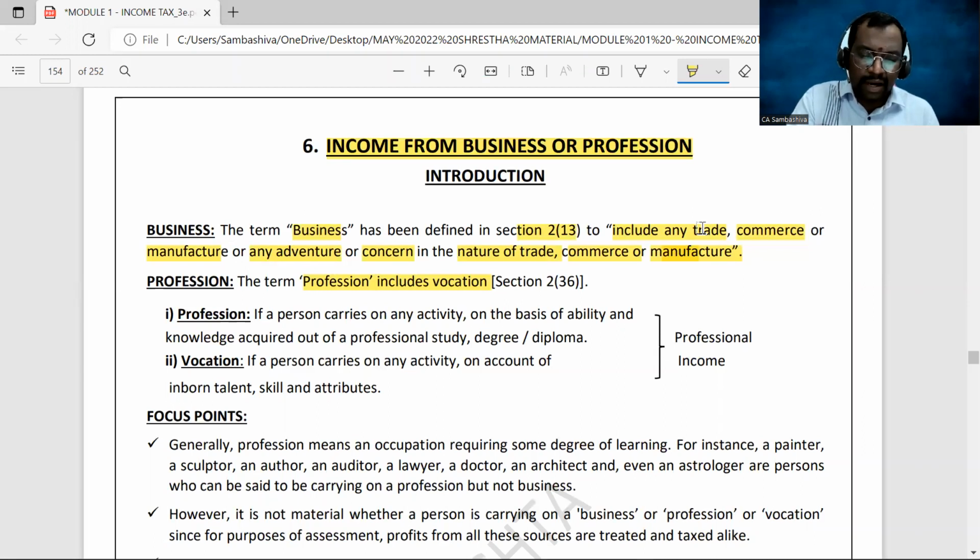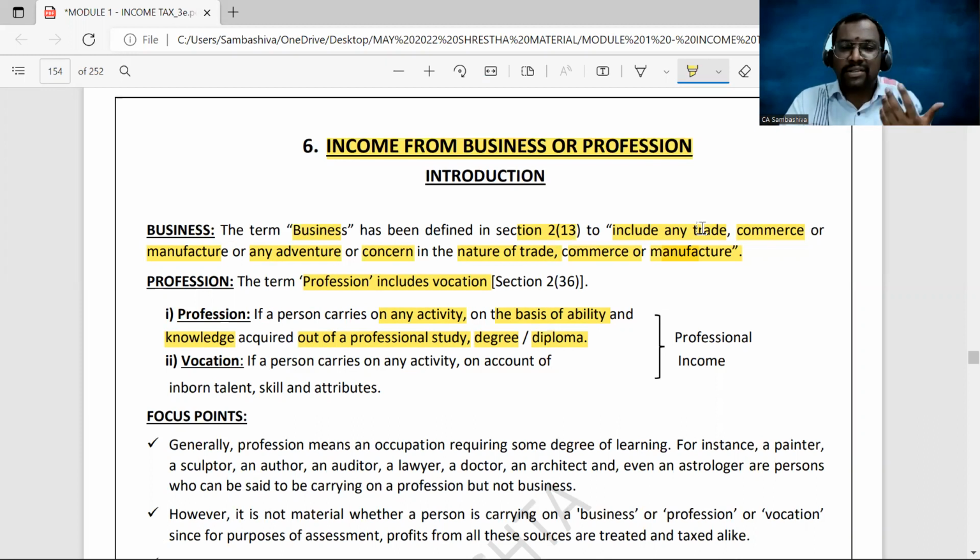Profession means if a person carries on any activity on the basis of ability and knowledge acquired out of a professional study, degree, or diploma. Sir, we are called professionals because we are doing a professional course called chartered accountancy. Doctors are professionals, lawyers are professionals, engineers are professionals, because they have done a particular professional degree or professional course. So that's why they are called professionals.